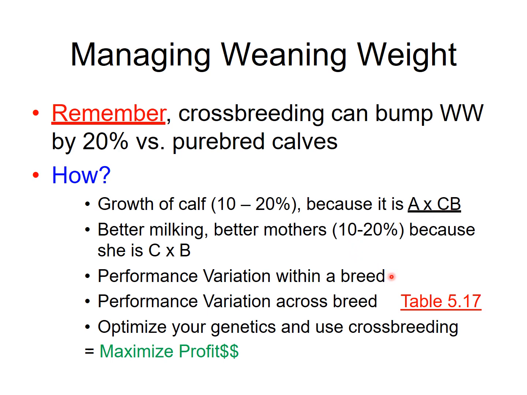So we're going to look at table 517 here just a second. And we're going to look at performance variations within a breed and performance variations across a breed. Okay? And we're going to look at ways to optimize our genetics and use crossbreeding to maximize our profit. So let's take a look at table 517.